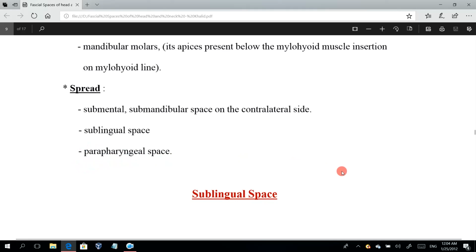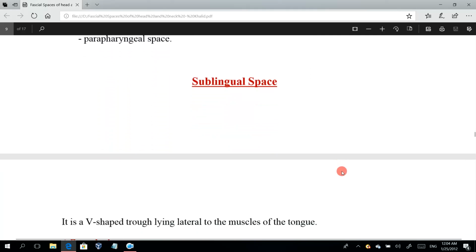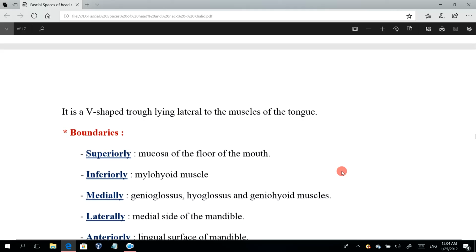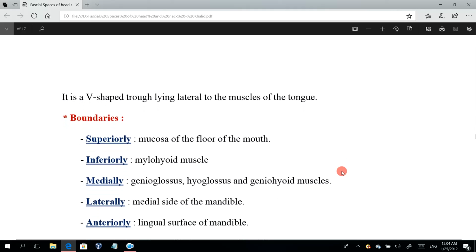Now, another space is the sublingual space. The sublingual space is a V-shaped trough. What is a trough? A trough is like a basin. It is a V-shaped trough lying lateral to the muscles of the tongue. What are the muscles of the tongue? Hyoglossus and genioglossus. Lateral to these muscles, we have this V-shaped trough, which is called the sublingual space.